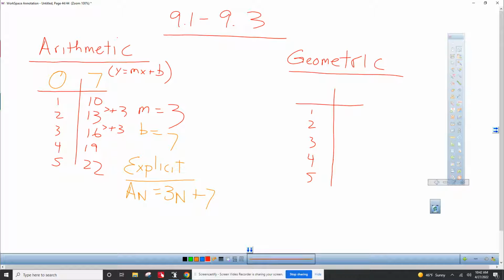Now let's check to see it works. What's a sub 5? Well, that should be 3 times 5, 15 plus 7, 22. Oh, look, it works. So you can always test yourself. That's what's going on in these.